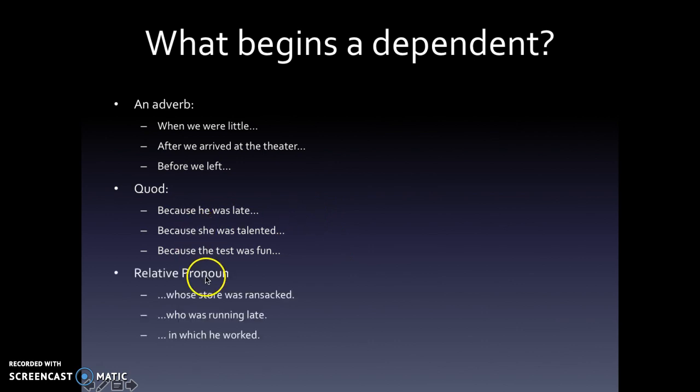And then finally, we have relative pronouns. In Latin, the relative clause almost always starts with the relative pronoun and ends with the verb. The only time it does not start with the relative pronoun is if that relative pronoun is part of a prep phrase, for example, in which he worked. So if it said something about, blah, blah, blah, a store in which he worked.